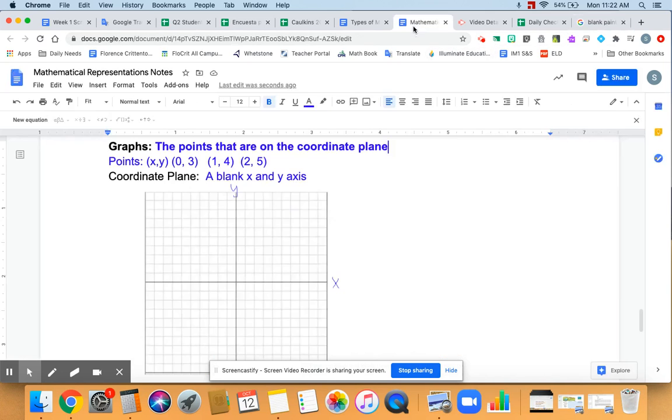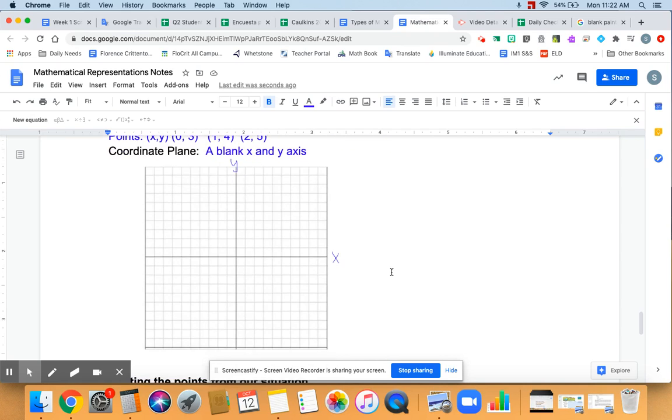So in math, in the same way, this isn't called a graph yet. If I said, where's the graph? You would have to say there is none. There's nothing there. It's just a blank coordinate plane. However, once we start putting points onto it, then it becomes a graph. Let's just talk about the coordinate plane and what it means.